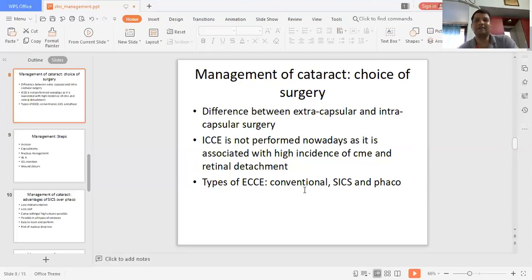It is done in very hard, very brown cataracts, black cataracts, where we think that we might damage the cornea by small incision or phacosurgery. So conventional cataract surgery is rarely done nowadays.